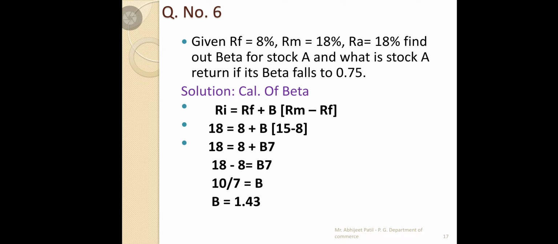Okay, the information is directly mentioned, and they ask two questions. One is to find out the beta of A, and second, if the beta falls to 0.75, what is the return. Okay, we can simplify the first question. Calculation of beta, using the CAPM model: put Ri equal to 18%, as it is given in the problem. So 18 equals RF, given as 8, plus beta, which is not given, so we put beta as it is, times RM minus RF.